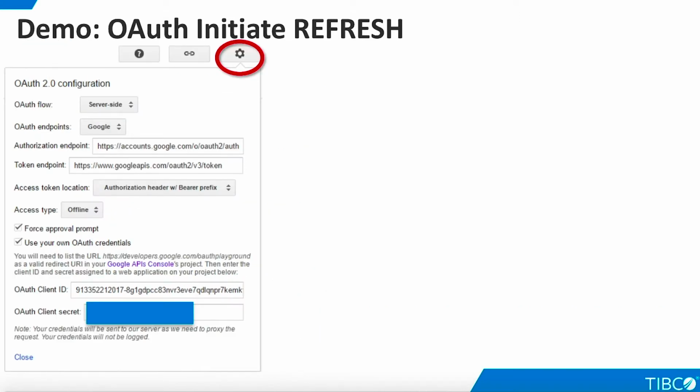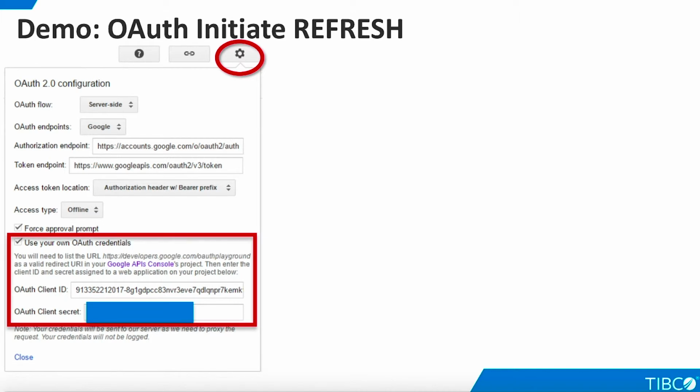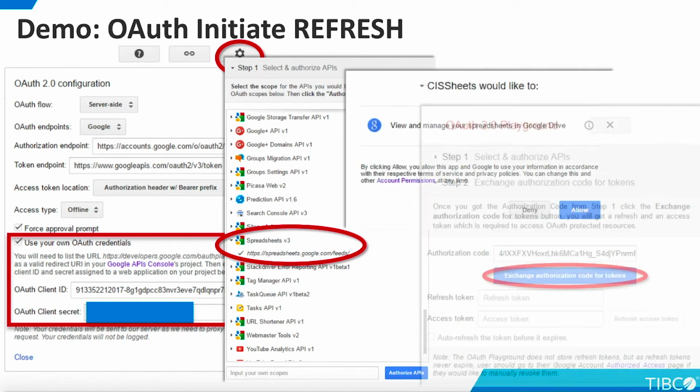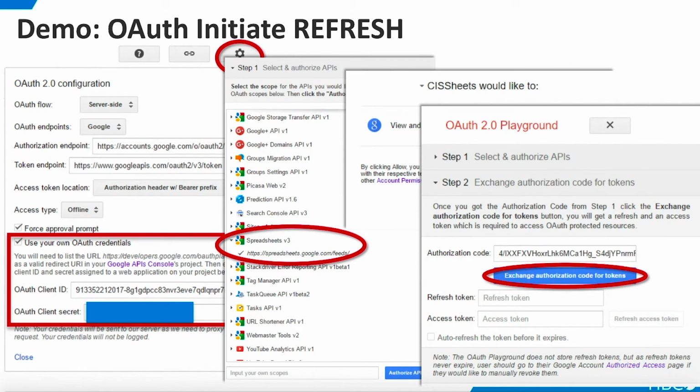Now go to the Google Developers Playground and drop down the settings. Click Use Your Own Oauth Credentials and enter your client ID and client secret. Authorize the Spreadsheets V3 API, allow it, click Exchange Authorization Code for Tokens, and copy the resulting refresh token, which we will use in TDV. We don't need the access token because we'll be using the client ID and client secret instead.